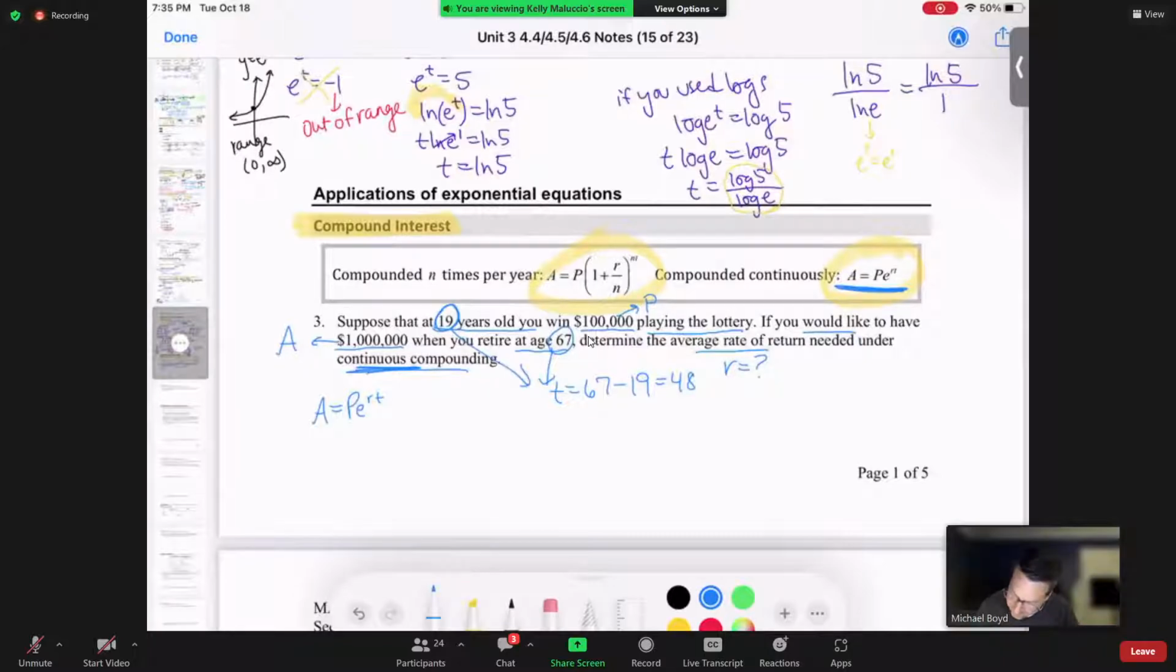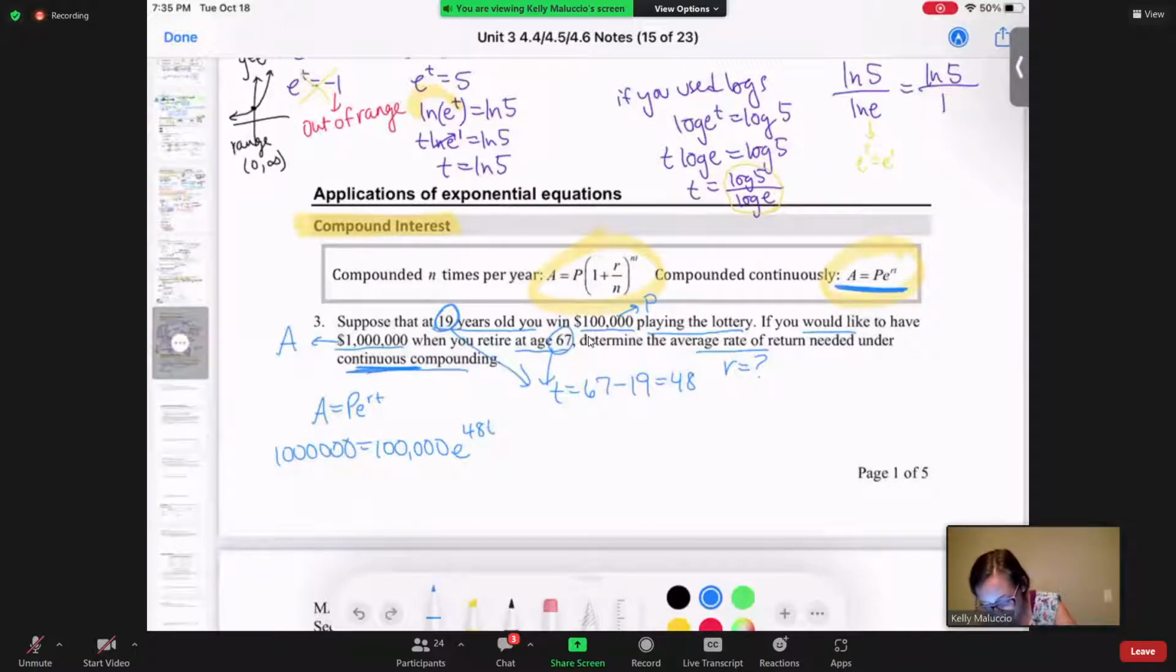So we have A equals P E to the RT. And I know my A is 1 million. My P is 100,000. My E is my E. My R, I have no idea. And 48, and maybe I'll write 48 is my T, if I calculated that correctly. So from here, what we want to do is, oh my gosh, not my T, my R. What am I saying? Okay.